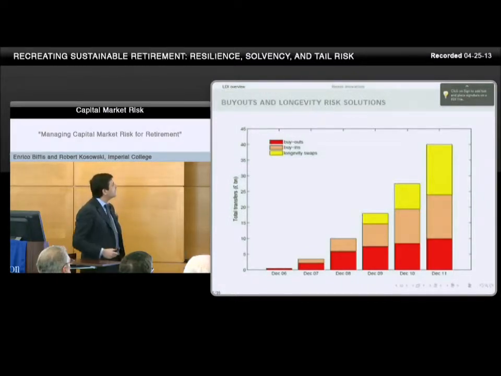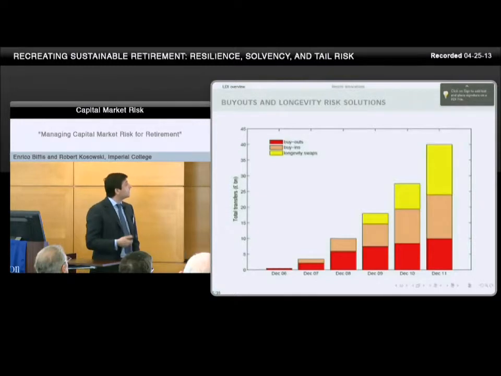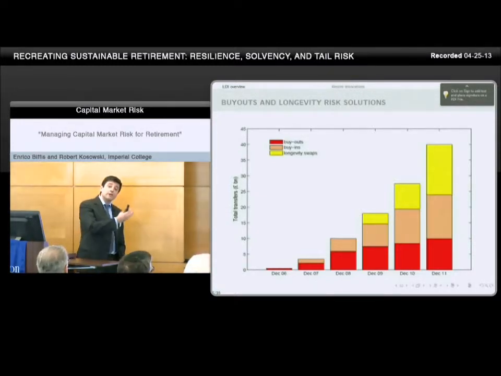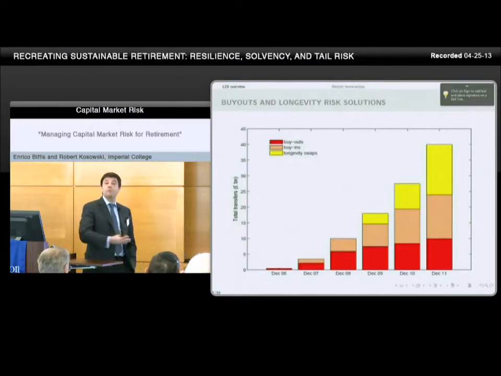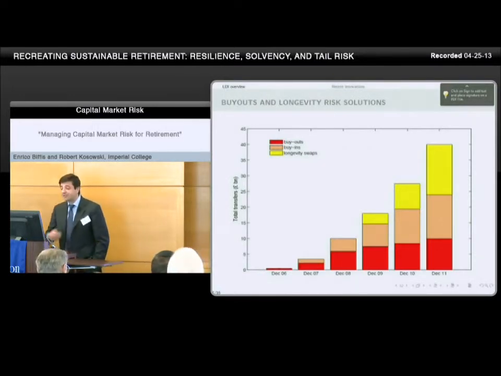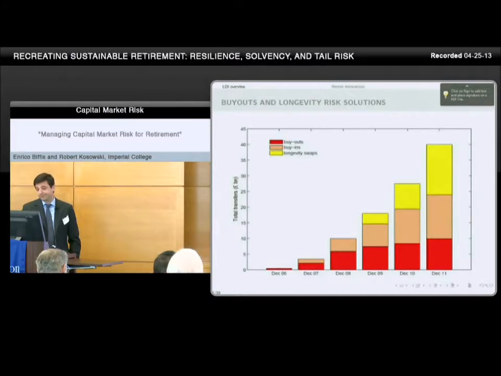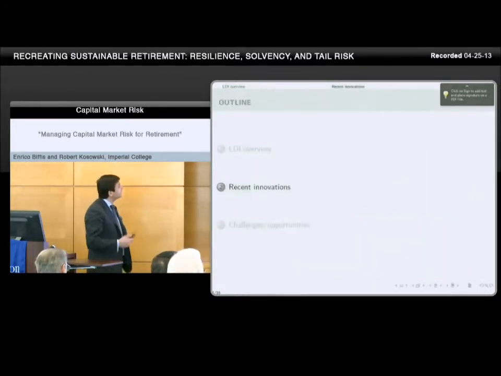This is mainly the UK, but you have trades taking place in other continental European countries and, finally, in North America. Towards the end you see those yellow bars on top of the standard buyout transactions, buyouts or buy-ins: you're going to find longevity swaps. So part of the risks that I mentioned before, longevity for example, become tradable or partially spanned by some of these bespoke or indexed solutions. So this is more or less the picture.